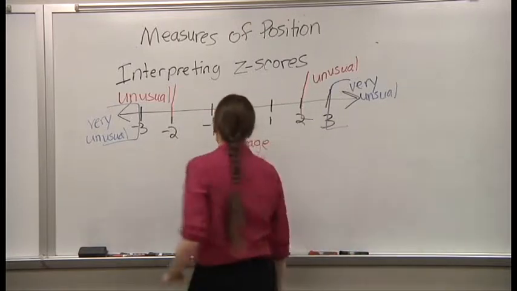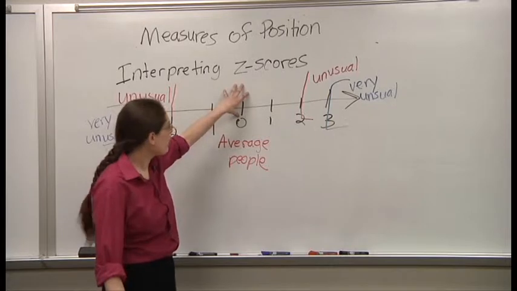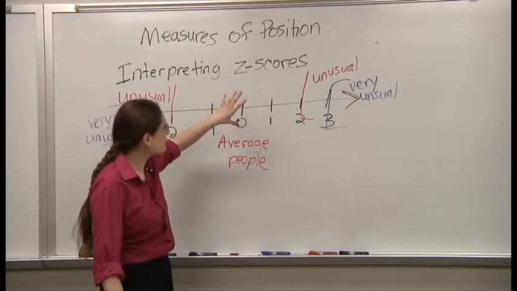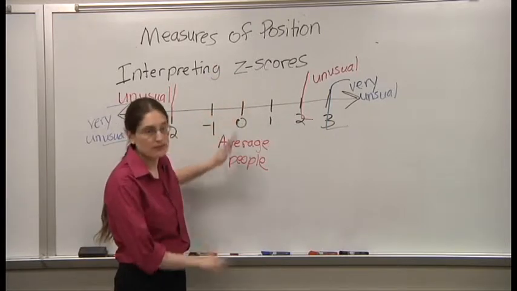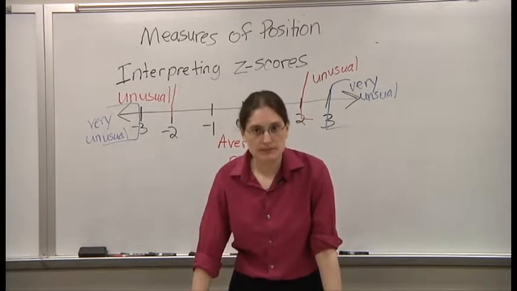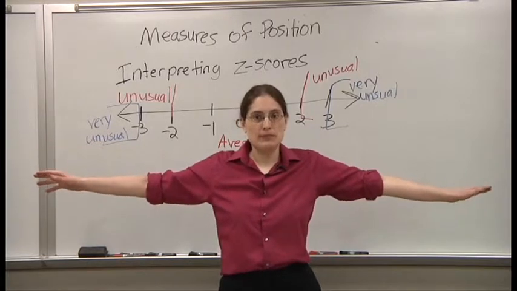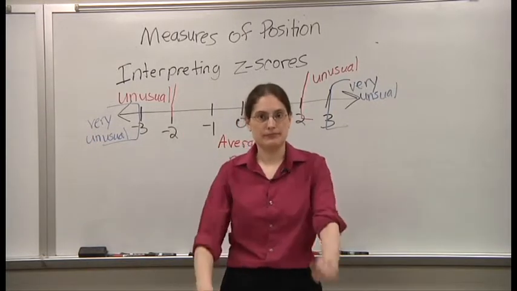So, values that are close to 0 are very typical, very average. What does it mean if your z-score is exactly 0? That you are perfectly average. You are right in the middle.